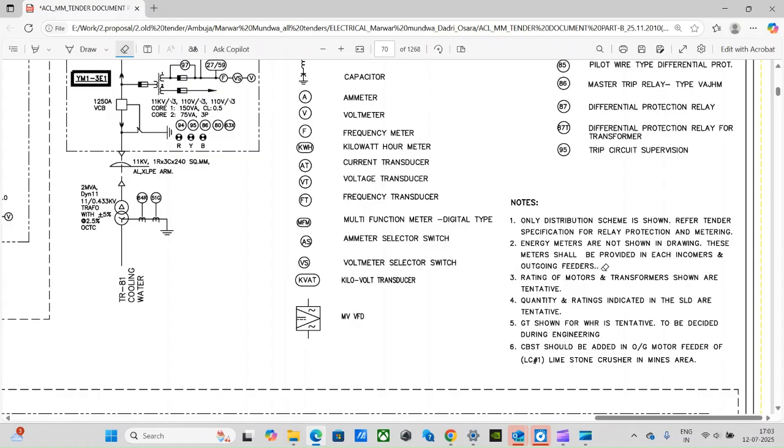Just look at it. If you don't read and you miss it, you are not considering any of the energy meters. As a result, maybe you will get this job because your price will be low, but during execution it will surface that energy meters have to be supplied and it has not been considered, so it is a hole in your profit. The company for which you are working has to pay from their own pockets. That is why it is extremely important to read these notes.